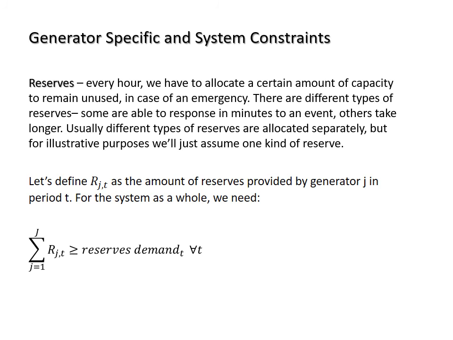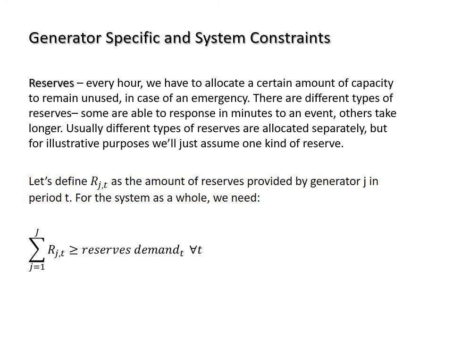There are a couple of ways to figure out exactly how much reserve should be available in each hour. A common rule of thumb, not a particularly conservative one, is what we call an N-1 criterion. It means you have to have enough reserves available to cover the largest contingency on the system. So the largest single power plant that could fail and go offline, you have to have at least that much reserves allocated. And so here we're summing again over every generator in the system, every generator in the portfolio.